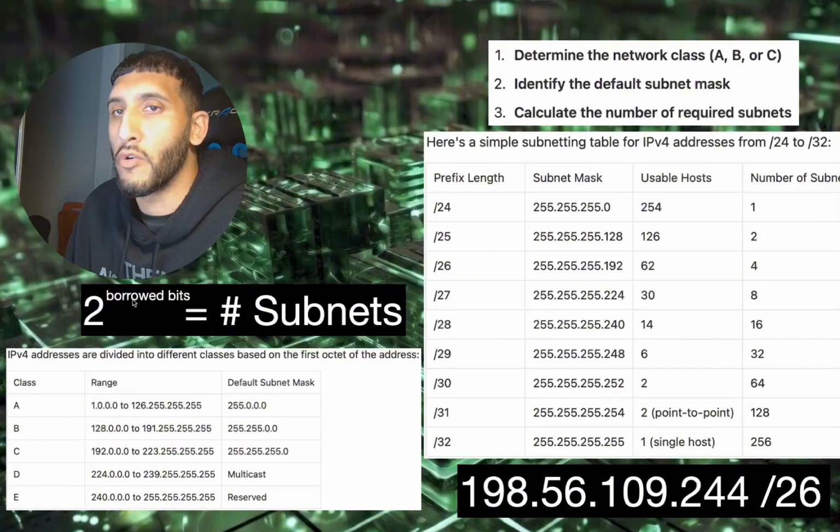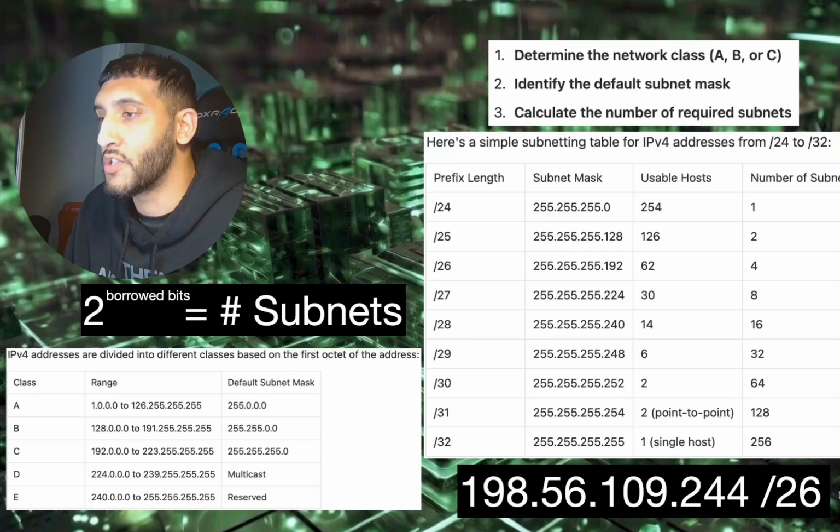This is where we get borrowed bits. And to calculate the subnets, you take 2 to the power of borrowed bits. So in this case, it would be 2 to the second, which is 4. So for this IP address, it has 4 subnets.